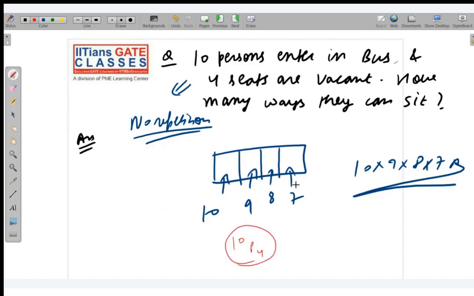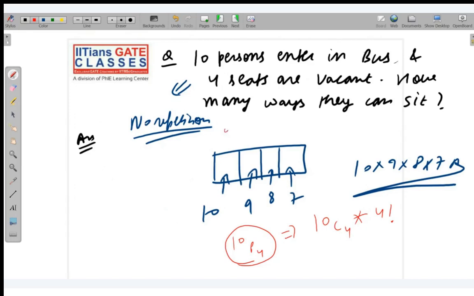10P4 was the answer. So 10 persons enter a bus and 4 seats are vacant. How many ways can they sit? 10P4 ways are there. And if I want to say it in terms of combination, I will say 10C4. Out of 10 persons you will pick 4 persons, and then after picking 4 persons you will arrange them. Why are you arranging them? Because you want them to sit on the seats. So 4 seats are there, 4 persons are there.